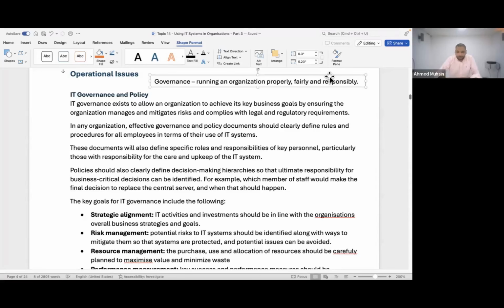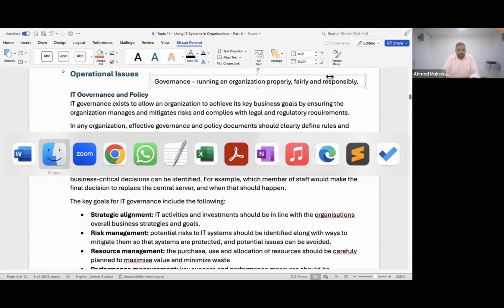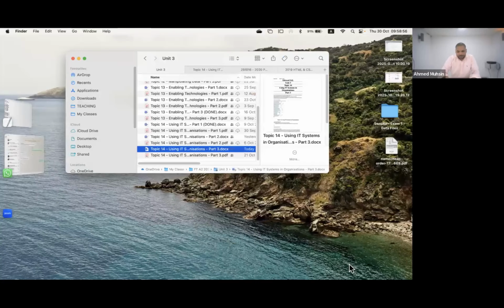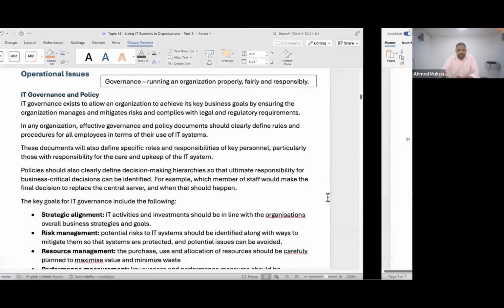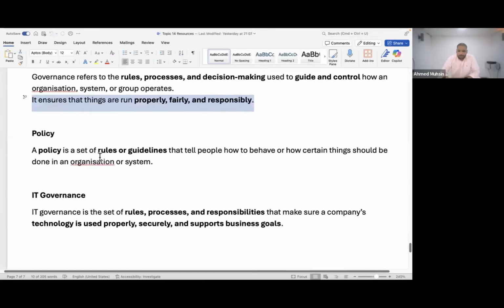Can you all read the meaning of policy with me, over here? A policy is a set of rules or guidelines that tell people how to behave or how certain things should be done in an organization or system. Everybody okay with this? So you can just say it's a set of rules or guidelines. So next to policy, can you all put the word rules or guidelines? Telling people, telling systems how they should operate, how they should behave.